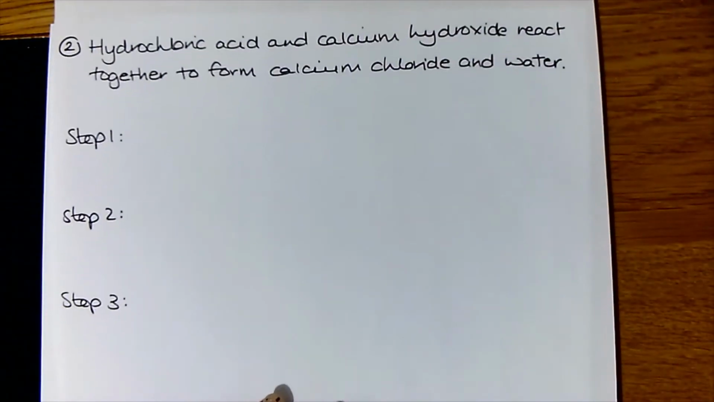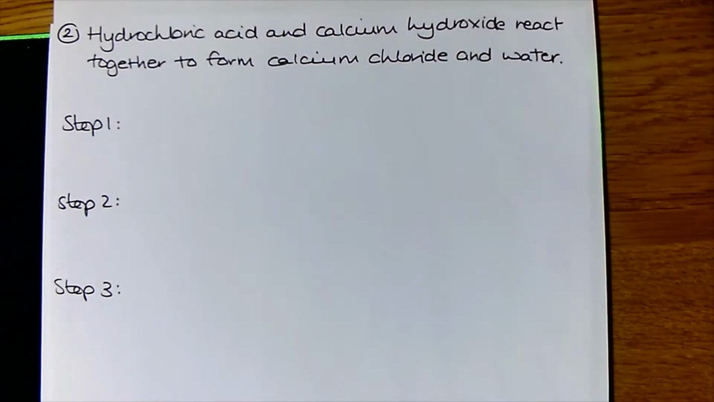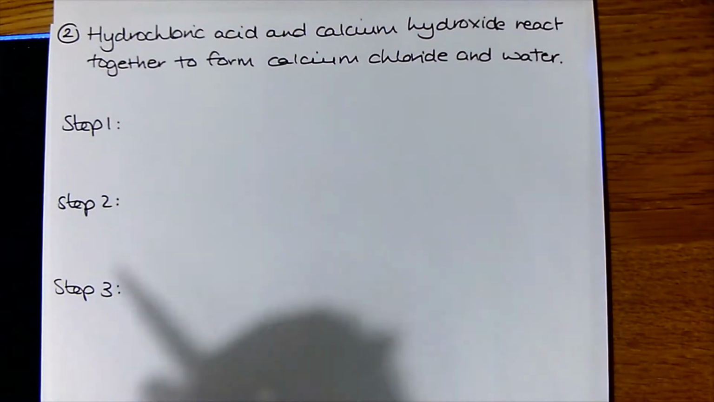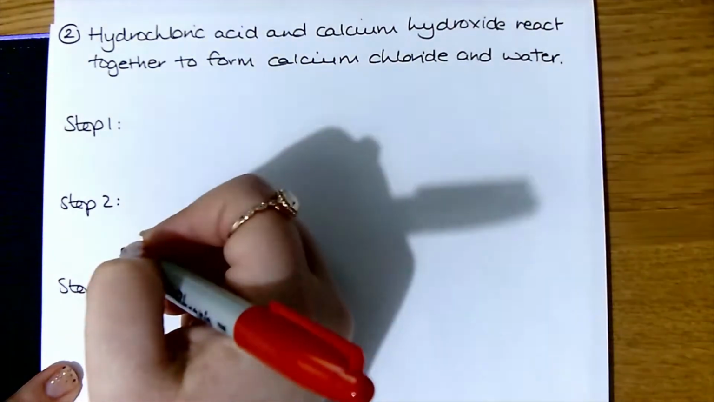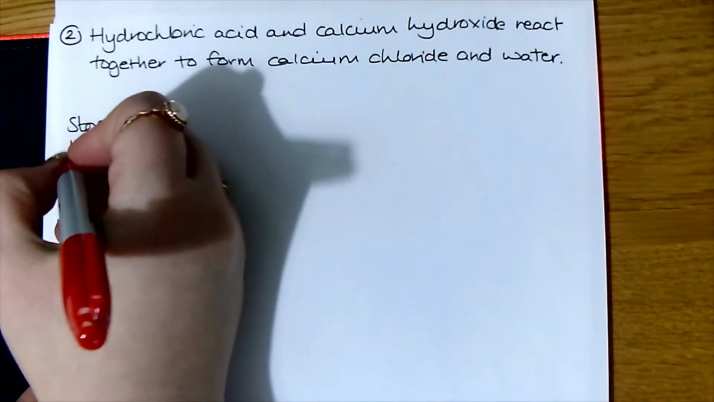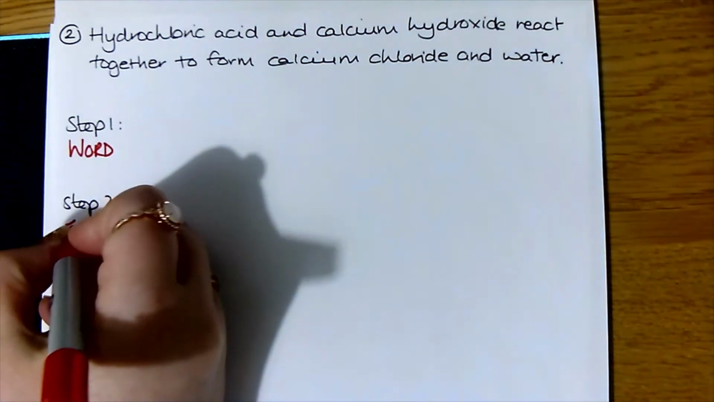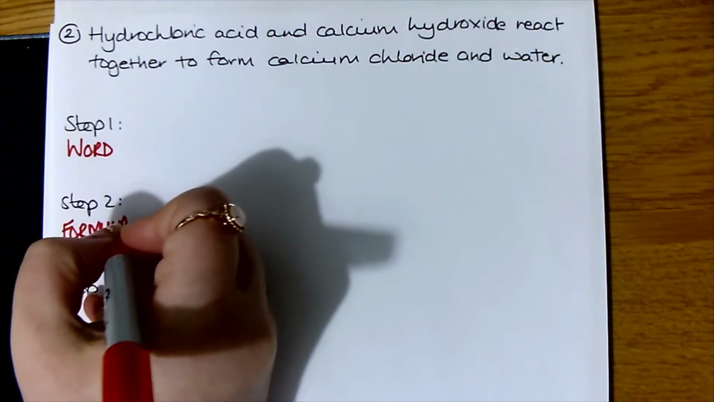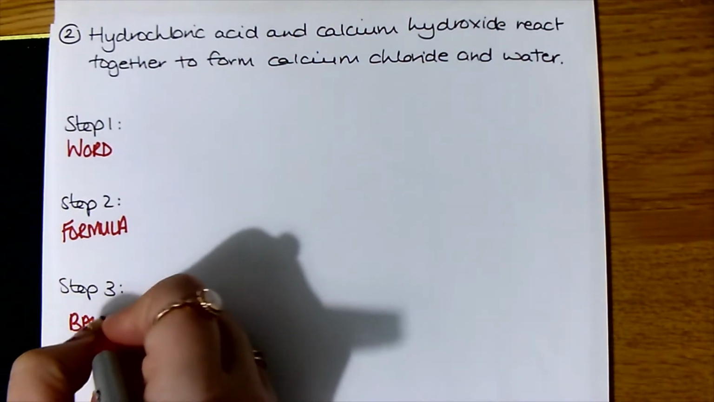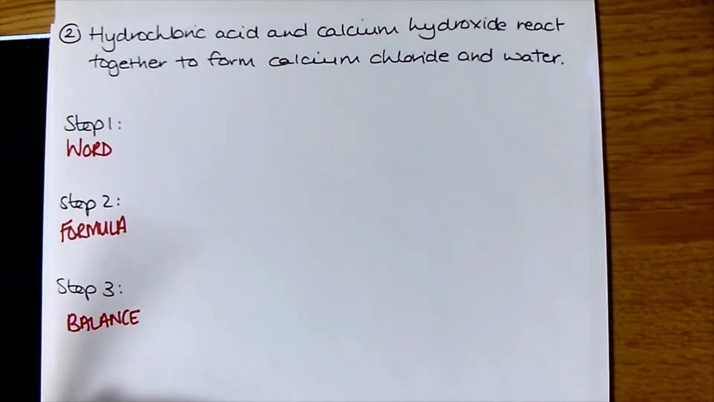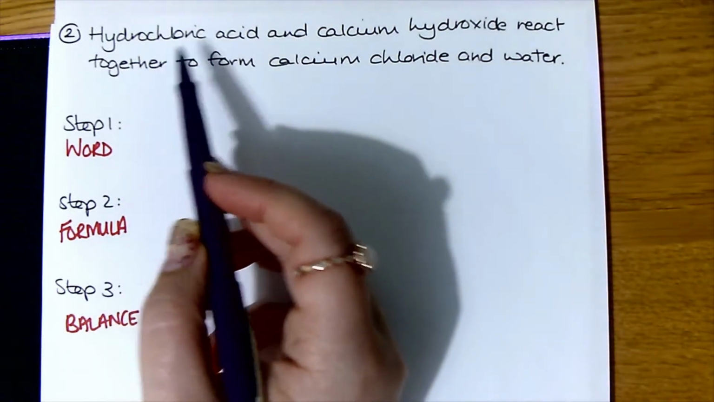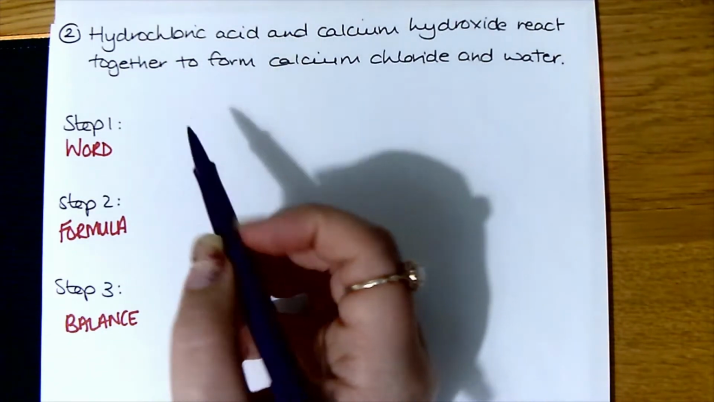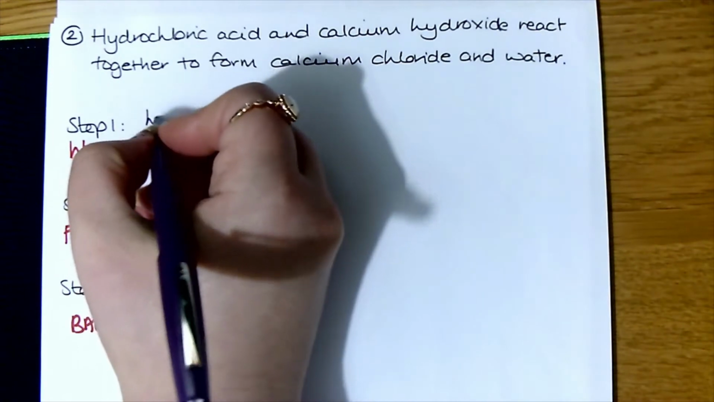Let's move on to a far more complicated example. Hydrochloric acid and calcium hydroxide react together to form calcium chloride and water. So again, the first thing that I would do is write your steps down at the side. Step 1, you know, it's going to be your word equation. Step 2 is going to be your formula. And step 3, our focus is on balancing. So let's write this word equation together. Hydrochloric acid and calcium hydroxide react, so they must be our reactants. So we can start writing that in.